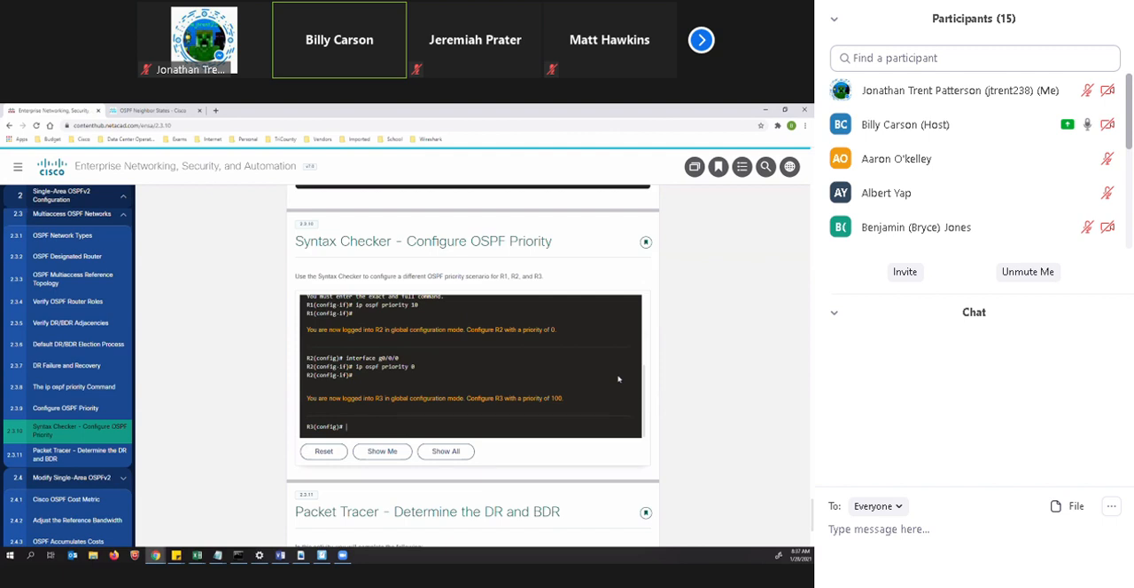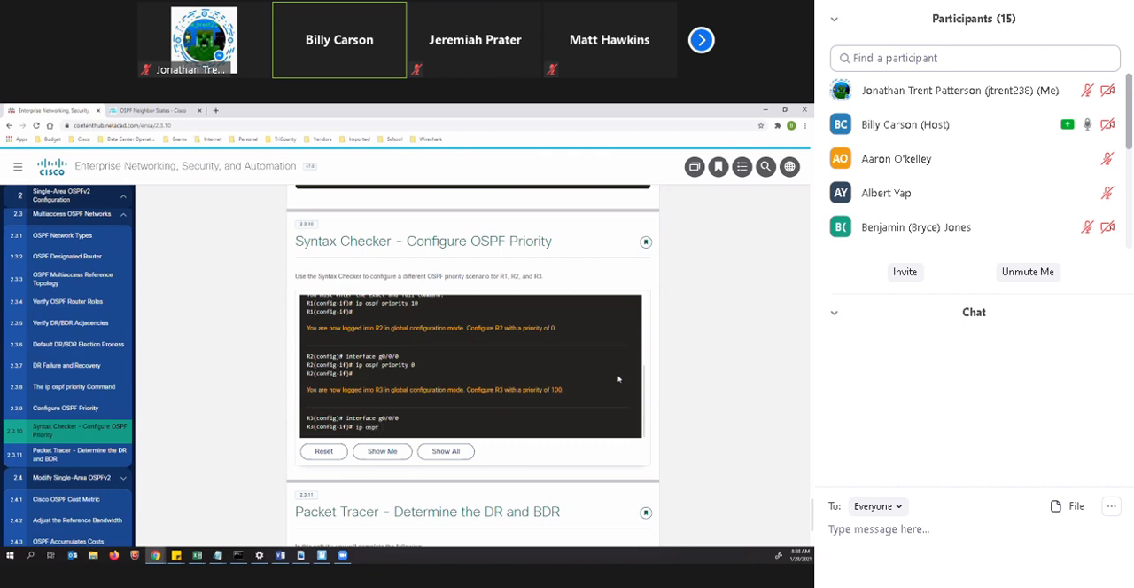Now we're in router 3. We've got to get it set up with a priority of 100. So that was going to be the backup, I think is what it said, wasn't it? So it's interface. Got to get in that interface. We're in that interface. Now we're going to set up that priority.